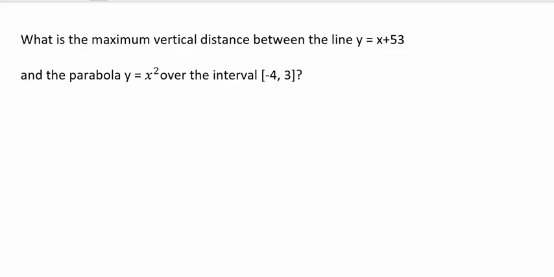In this problem, we are to find the maximum vertical distance between the line y equals x plus 53 and the parabola with quadratic equation y equals x squared. And we are to do this over the interval -4 to 3.